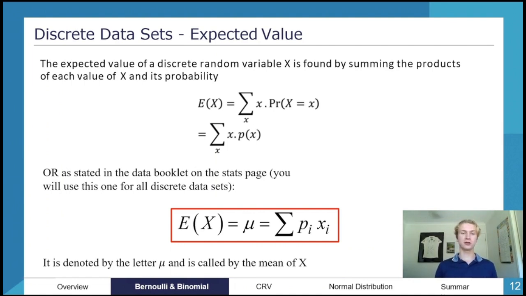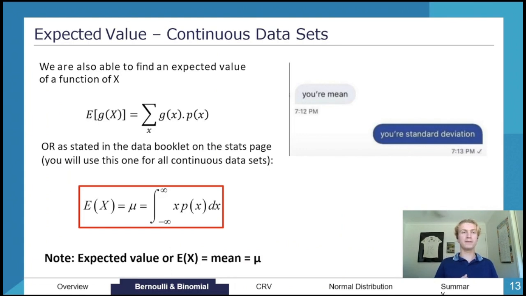Now, we denote the mean or expected value with the symbol mu, and we call it the mean of X. That is also the same as the expected value of X. So E of X is the same as the mean of X. They're both the same concept, we're just writing it in a different way. It doesn't matter which one you write on your exams, as long as you write one of them with your working out. Okay.